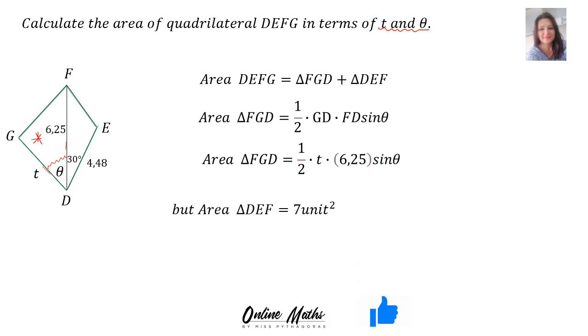Then area triangle DEF, we worked that one out in the previous slide, it was 7 units squared. Therefore, the total area of quadrilateral DEFG is then 3,125. Stop. Where does that come from? I said a half times 6,25 times T times sin theta plus the 7.